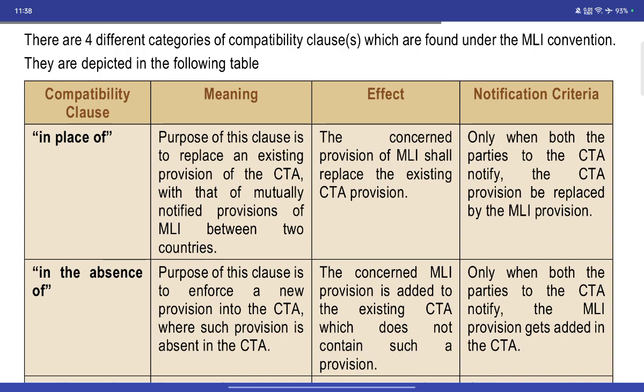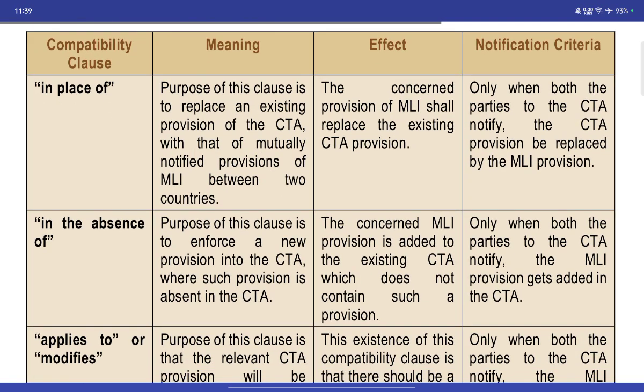Compatibility clause: meaning, effect and notification. In the place of, the purpose of the clause is to replace an existing provision of the CTA, which is a mutually notified provision of the MLA between two countries. Therefore, the concerned provision of the MLA shall be replaced with the existing CTA provision. The modification right applies only when both the parties to the CTA notify that the CTA provisions are replaced by the multilateral instrument.